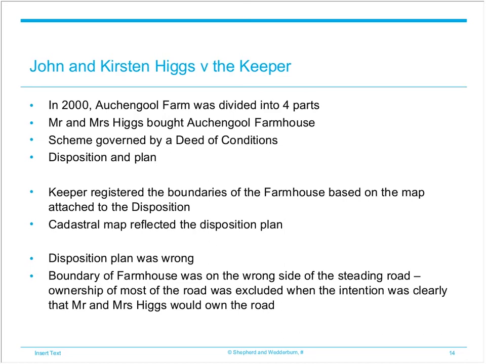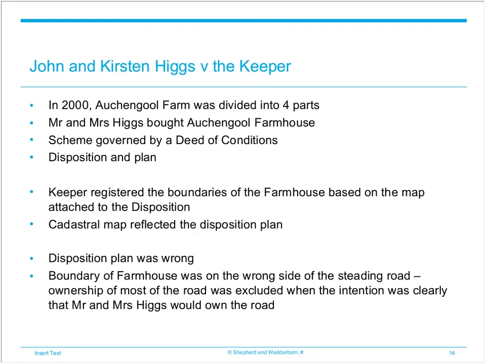The farmhouse was bought by Mr. and Mrs. Higgs. A plan was given to the keeper to register, but this plan was incorrect. The keeper looked at that plan and registered the boundaries of the farmhouse based on the plan. The cadastral map, as a result then, reflected what the plan said. The plan, however, wasn't correct.